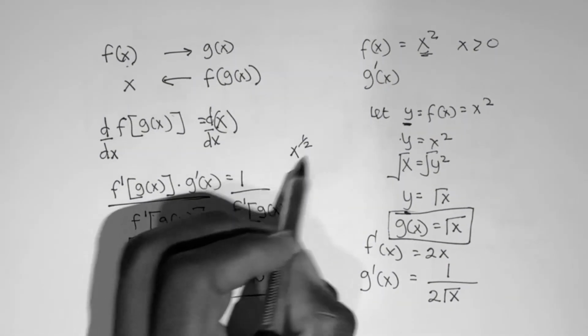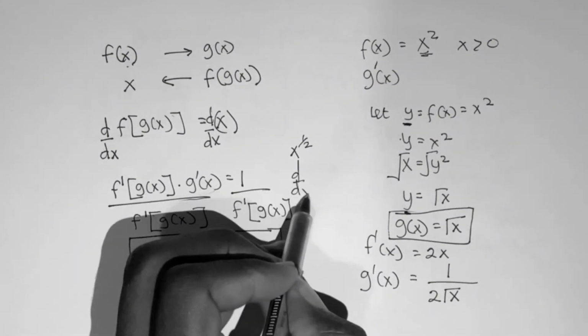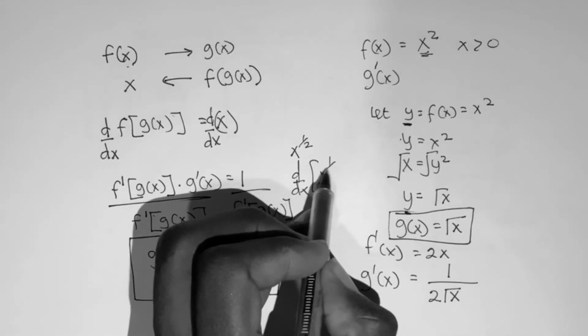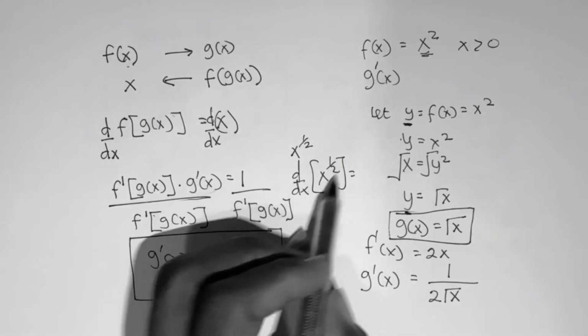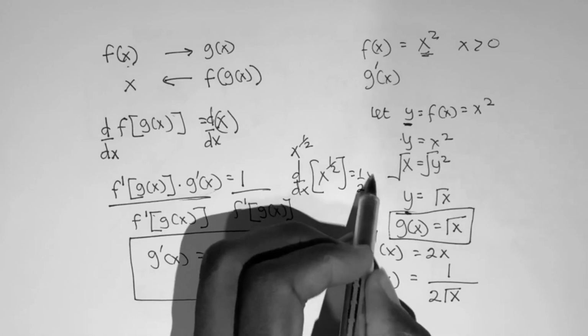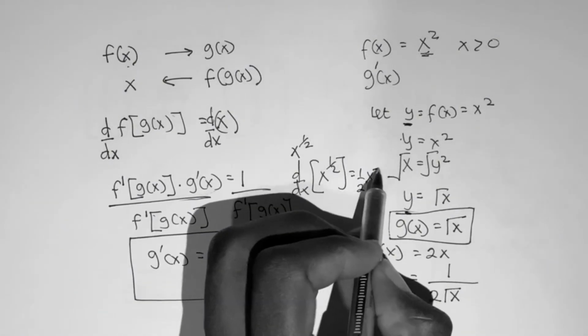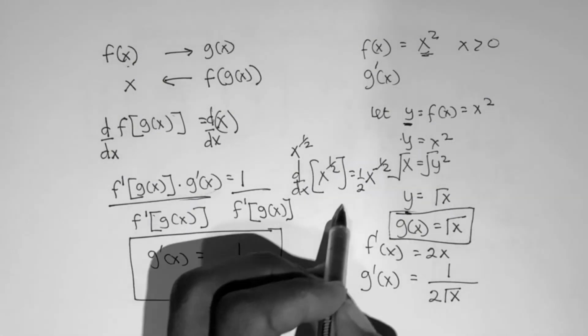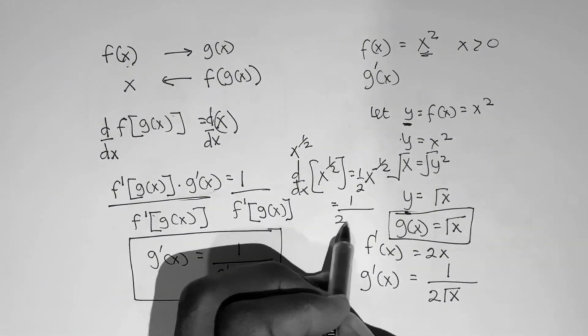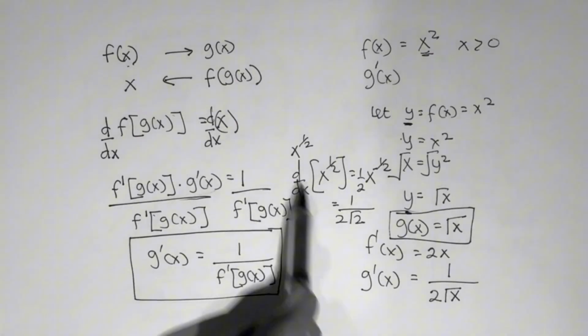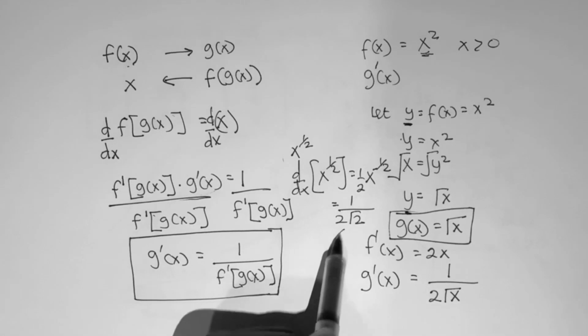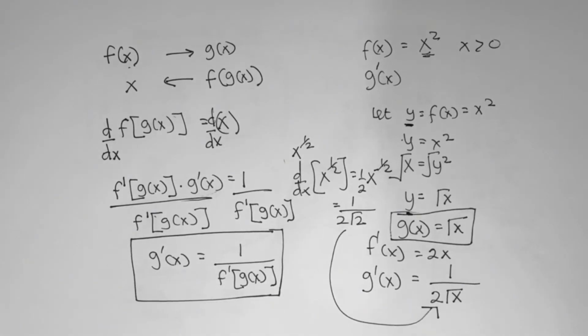So if we differentiate this, d dx of x exponent 1 over 2 is equal to, you bring the power down, which is half, exponent half minus 1, that will be minus half. And this is the same as 1 divided by 2 root x. So you see that if we go by this rule, we'll get back the same answer.